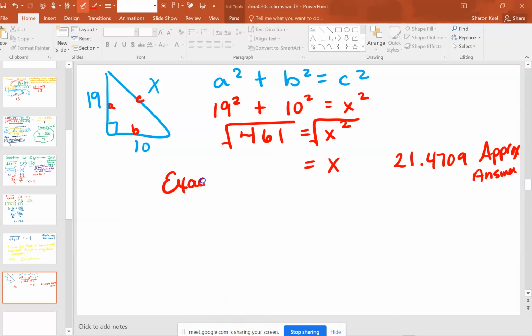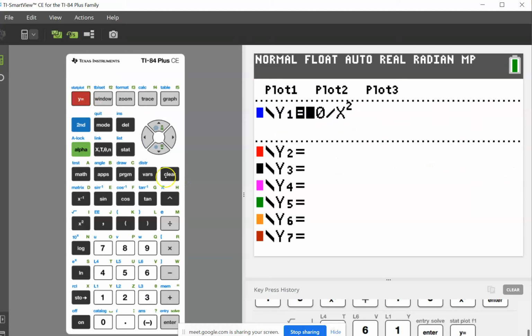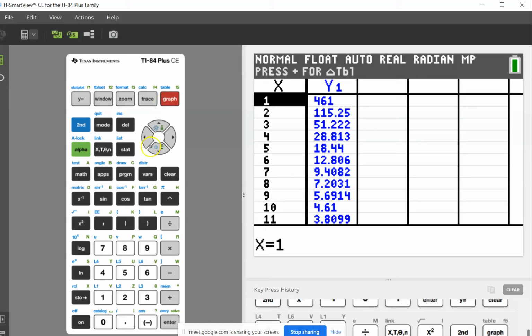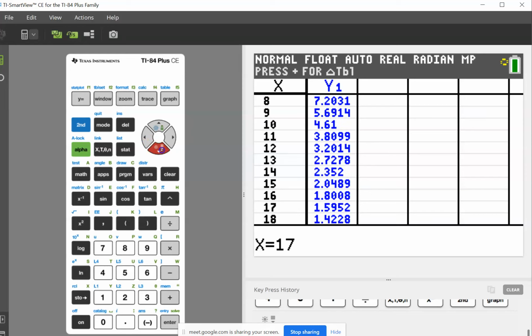We're going to come back to y equals. We're going to type in clear. We're going to do 461 divided by x squared. Second table, we're going to look in the second column and we're going to need to scroll down to see if there is a 1, because we first want to see if it's a perfect square root. Okay, so a 1 should be here. There is not a 1. So we're going to have to scroll back up and we're looking to see for the first pair of whole numbers.